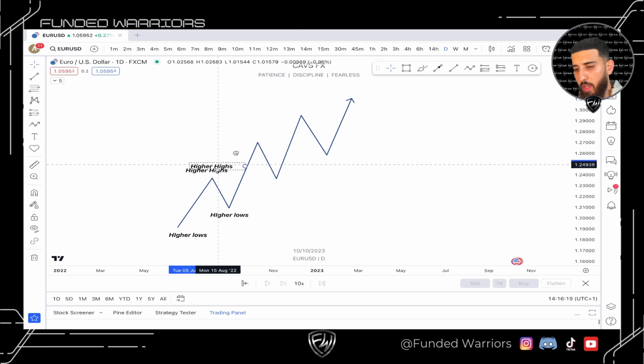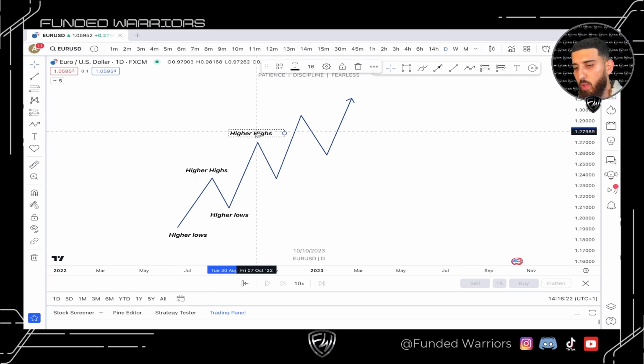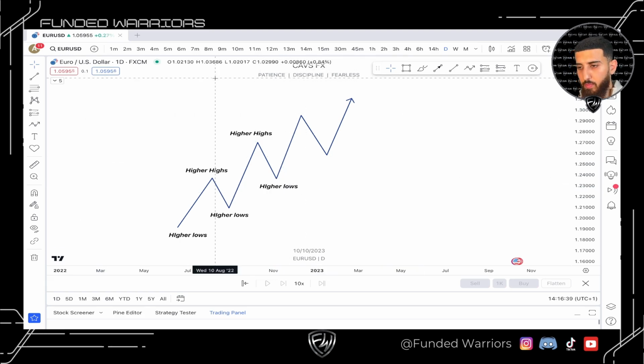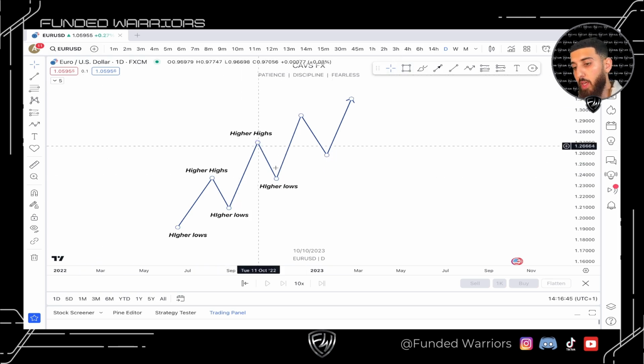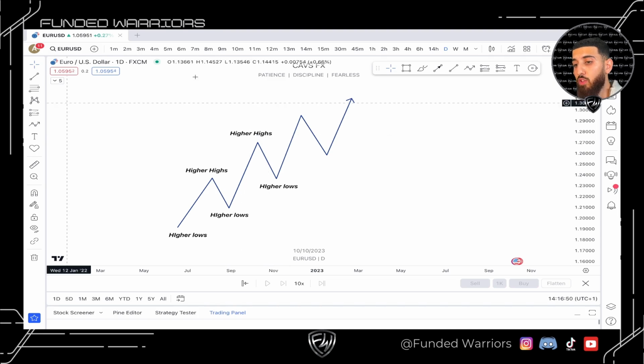Okay, so let's just go ahead and label this one as well. So now we have a new higher high, right? And then what does price do again? It comes back down one more time. However, it does not breach this higher low. Okay, so then this becomes the new higher low, right? Now again, what does price do? Price now pushes back up. It breaches this higher high to do what? To create another higher high.